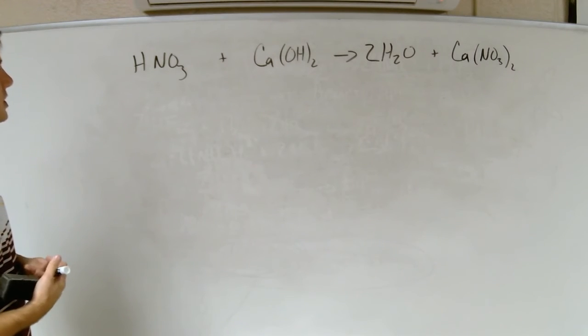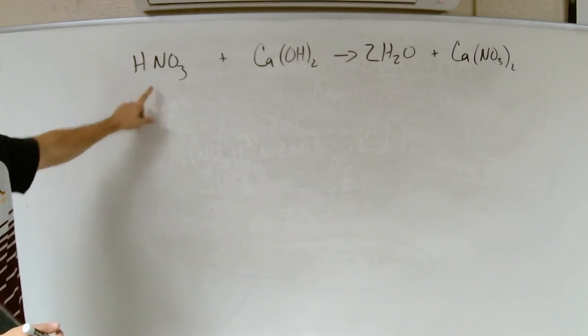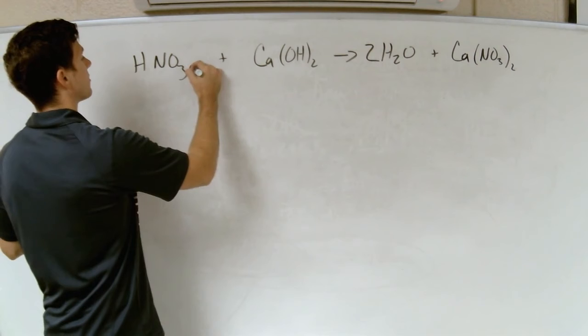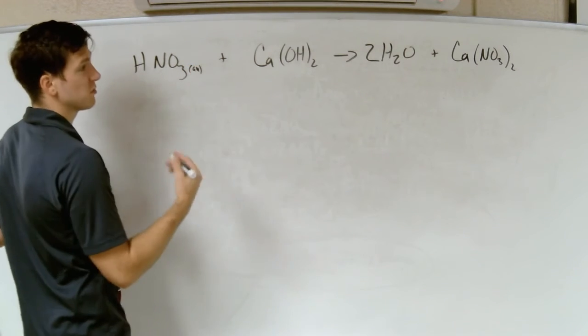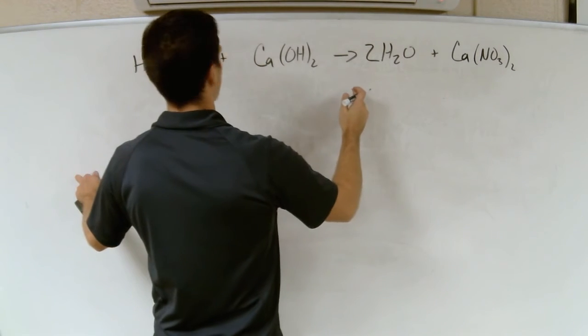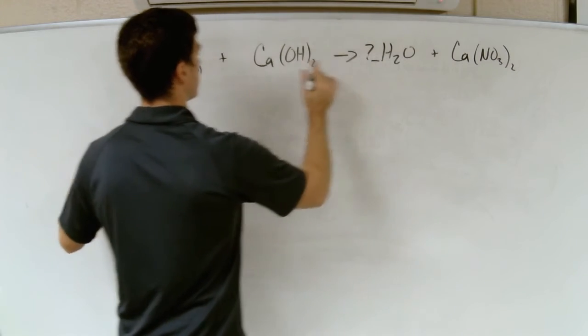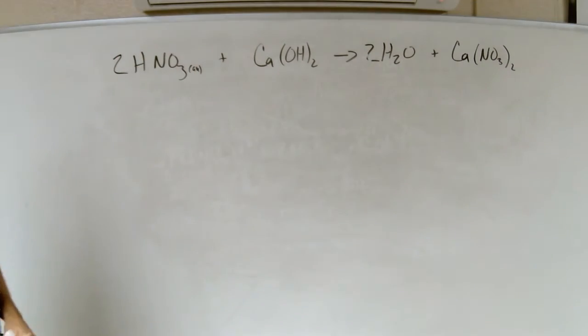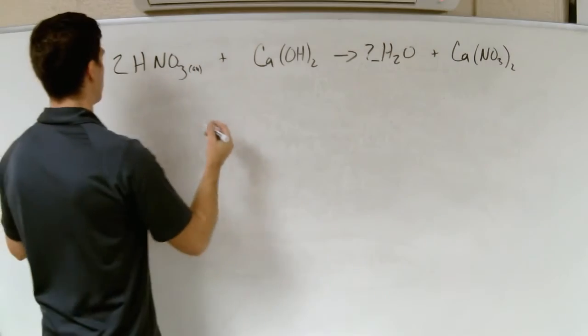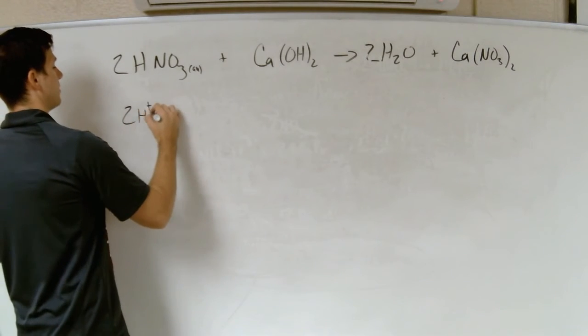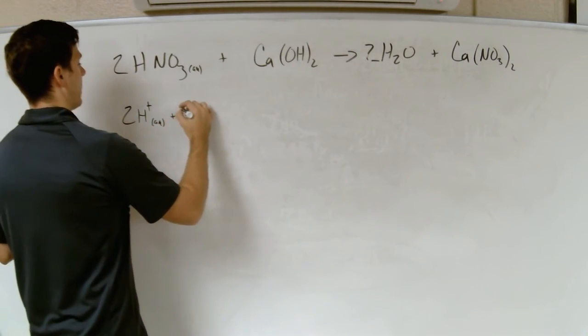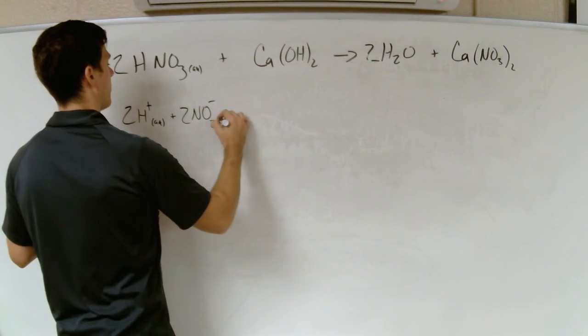So in this situation, we got a strong acid, so it's going to be aqueous and it's going to dissociate. So I'll just dissociate it now. Let me balance this correctly. Okay, so let me just dissociate this now: 2H plus AQ and 2NO3 minus AQ.